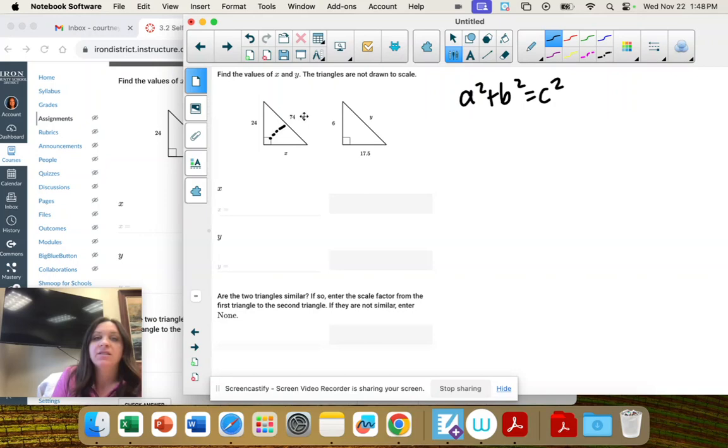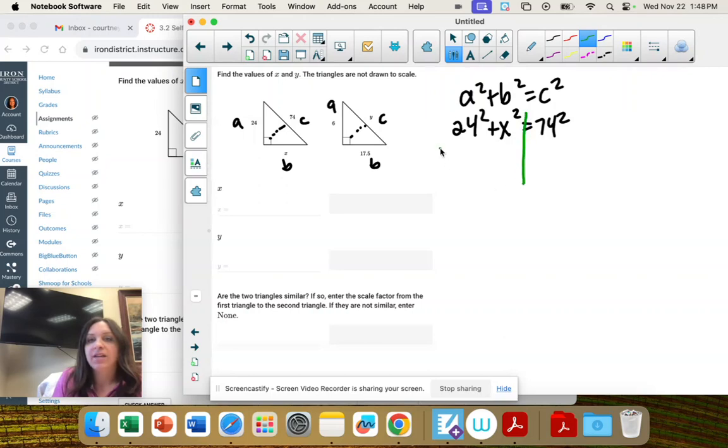So C is the hypotenuse. It's the one across from the right angle. A and B are the legs. And so I'm going to start with this one. 24 squared plus x squared equals 74 squared.